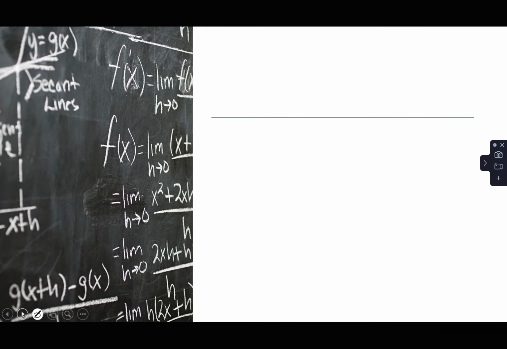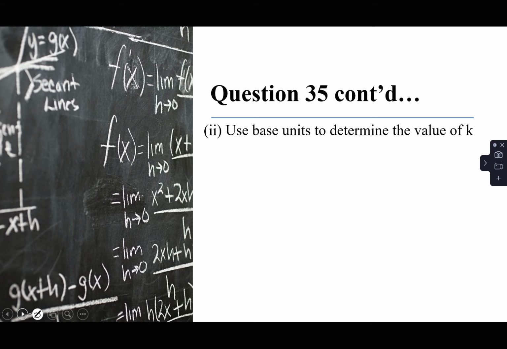That is the continuation of that question. Question 35 is continued. Use base units to determine the value of k. So the expression we have had in the previous slide is that F is equal to b r squared times rho times v power k. We want k. So here, because k is a power, we are going to use homogeneity. We're going to equate base units on both sides of the equation.